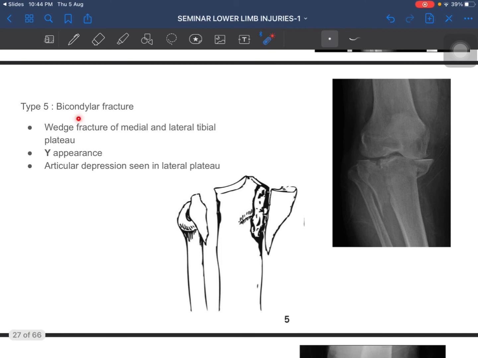Type 5, bicondylar fracture. From the name, bicondylar means that we have the two condyles, the lateral condyle and the medial condyle, both with a vertical fracture. Thus it gives a wide appearance when we do the X-ray. The articular depression may be seen in the lateral plateau.